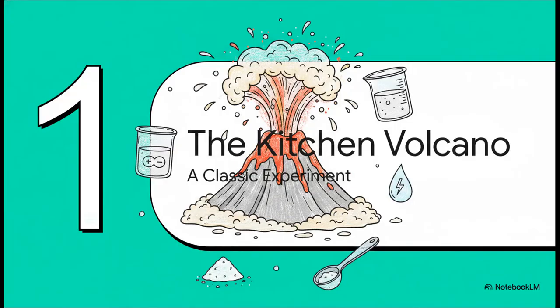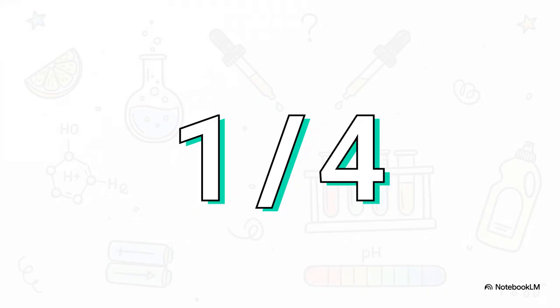Let's start with a foundational example. Section 1. The classic kitchen volcano. What's really fascinating about this classic eruption is the exact precision behind all that bubbling chaos. To get the absolute best reaction, you can't just casually dump ingredients together and hope for the best. According to the data, the magic fraction for the base of your eruption is exactly 1/4 of a cup.